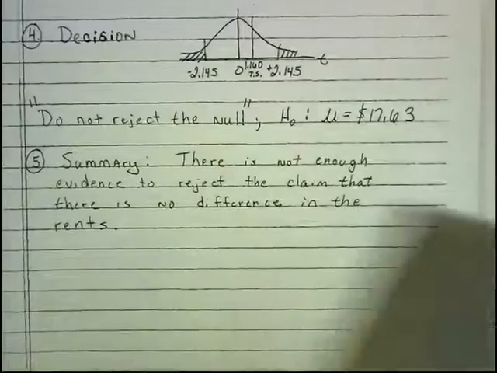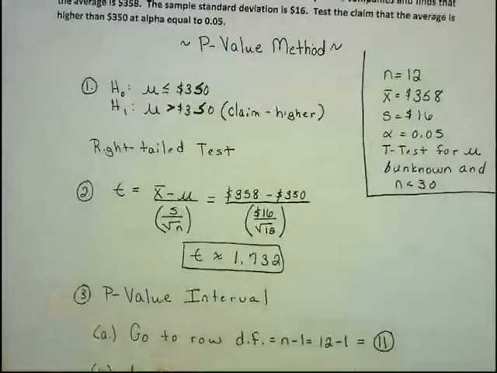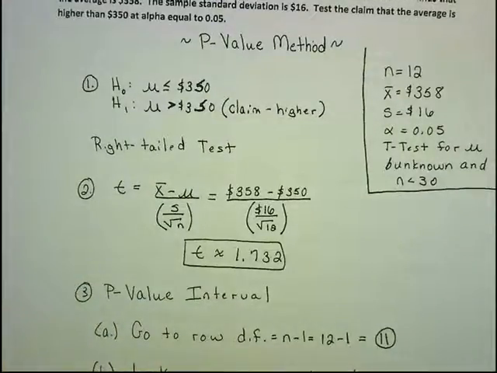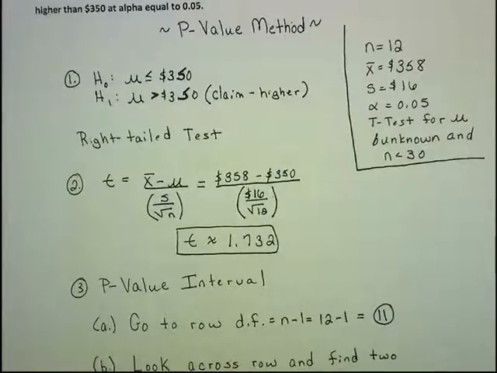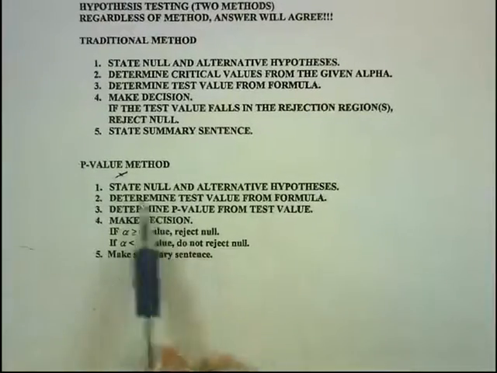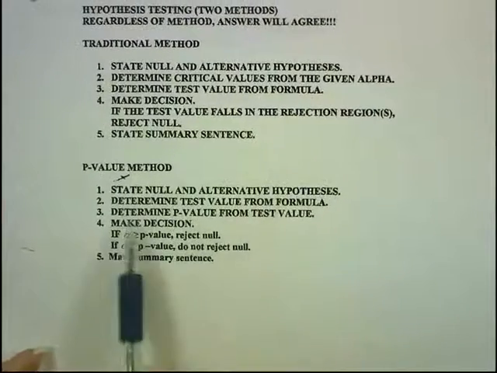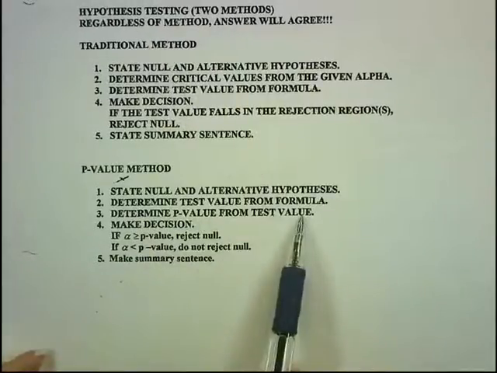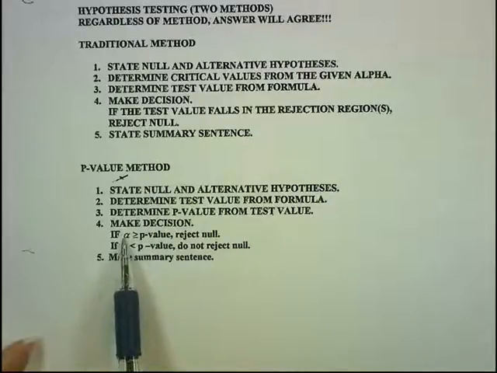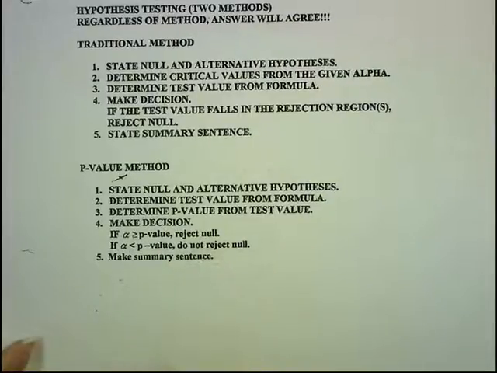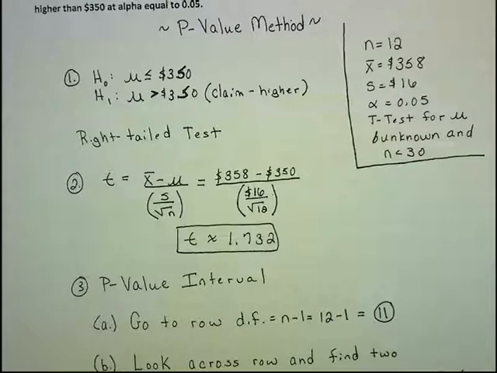Okay? The next problem, and you can plug that one into your calculator, and you would get the test statistic that we received here. But the next problem is the p-value method for the t-test, and I'll show you how you do that. Again, remember the steps will be that you state the null and alternative hypotheses, determine the test statistic, determine the p-value from the test statistic. We'll use the t-table this time. Make the decision based upon the comparison of alpha and p-value to reject or do not reject the null, and the summary statement. Step number 1.